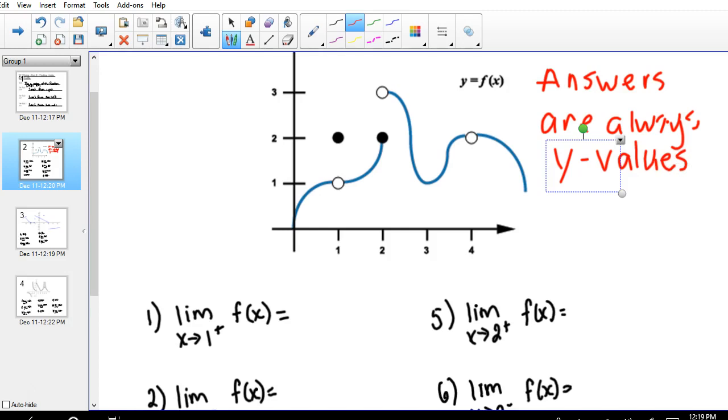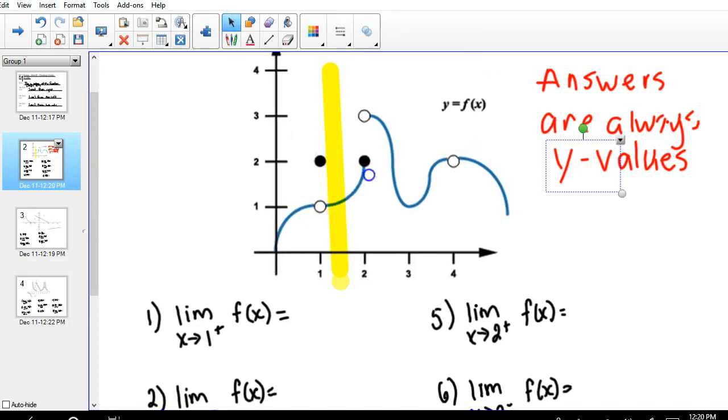So anytime you're trying to figure out what the answer is, you're looking at the y value that goes with it. For example, the very first problem we have, the limit as x approaches 1 from the right of f of x, and this graph here is f of x. So x equals 1, right here. And so what I want to do is look at the value of this.